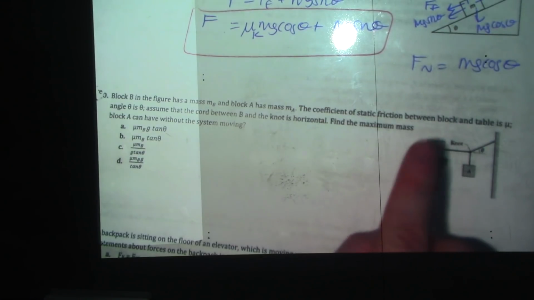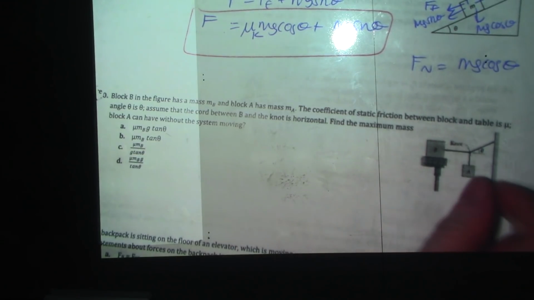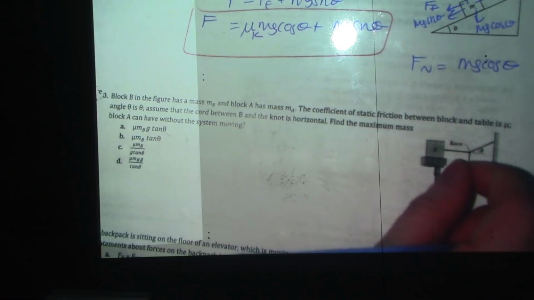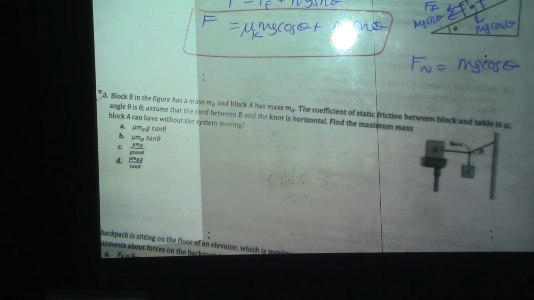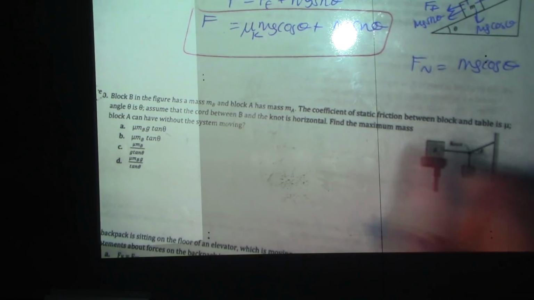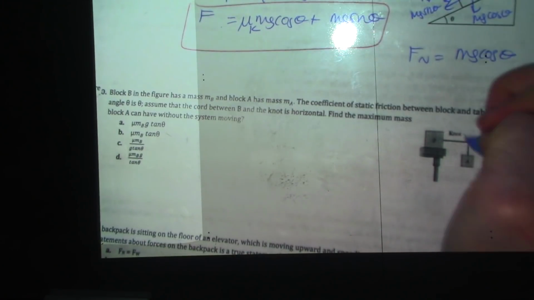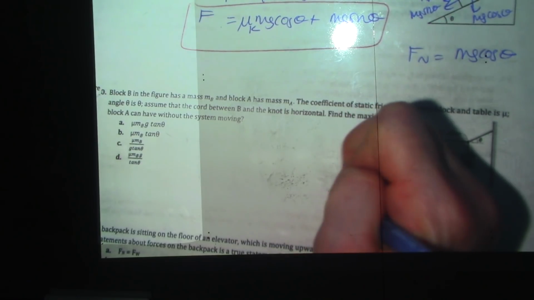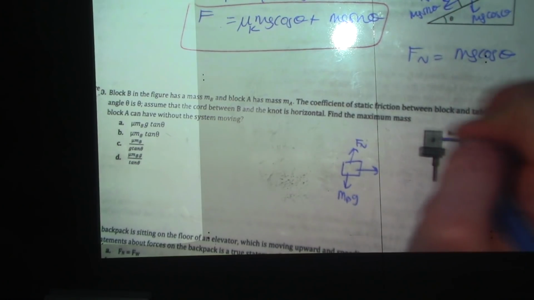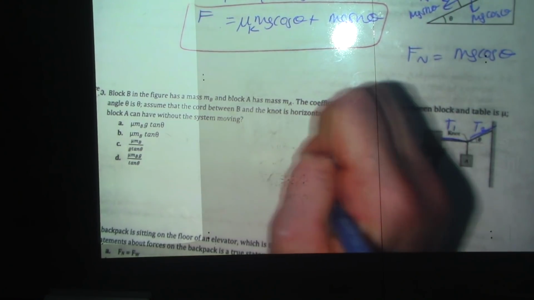So this is a case where I'm talking about static, but I would do equal mu of n because I'm saying the maximum mass. Anything more, and then it'll start to move, so that means I'm at my limit, so I can use the mu Fn, or equals mu of n for static here. I'm going to draw my free body diagram for B. So B would be MBG and Fn. I've got this, let's call this one T1 and this one T2. I've got T1 and then I've got force of friction.